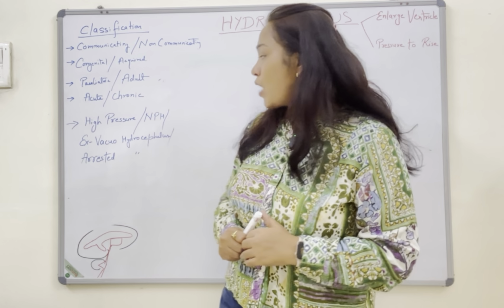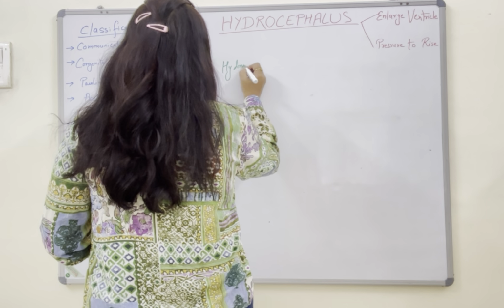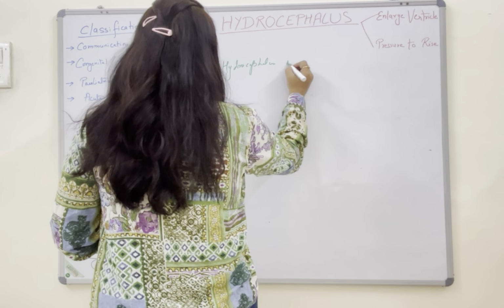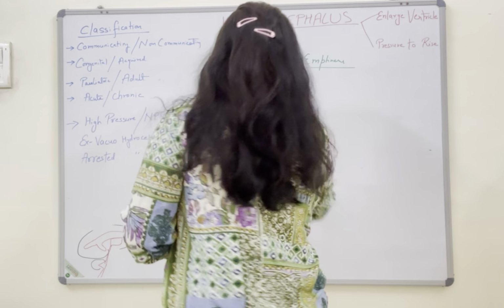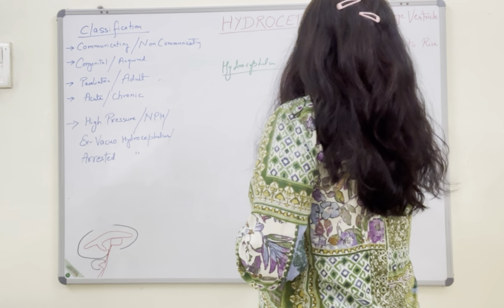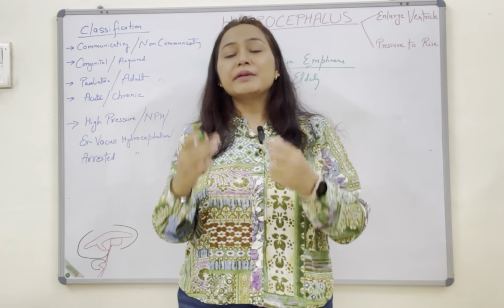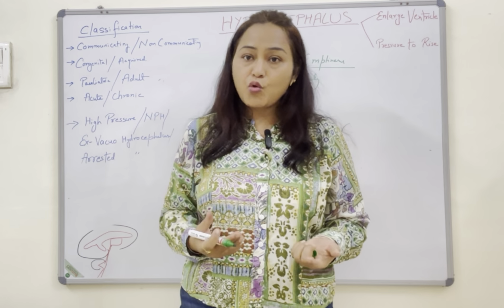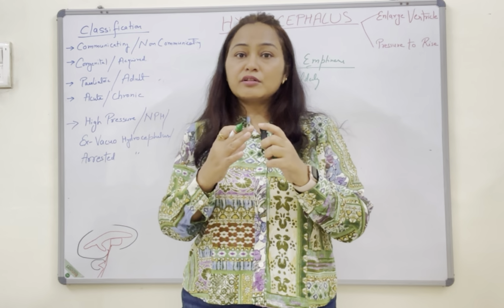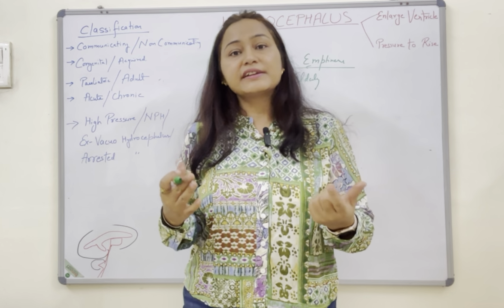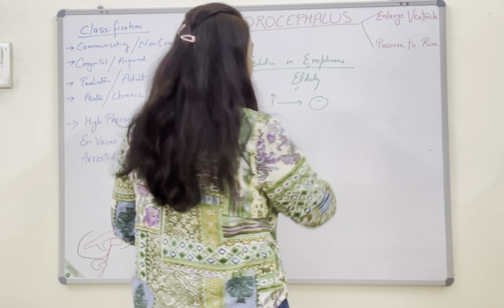Then what is ex-vacuo hydrocephalus? Ex-vacuo hydrocephalus is also called hydrocephalus of emptiness. As the name suggests, emptiness, it is basically seen in the elderly. You can remember it by E, elderly, because in the elderly there is brain shrinking, maybe because of Alzheimer's disease, maybe because of stroke or trauma. The brain shrinks, so there is a pressure on the ventricles and the ventricle pressure is raised. But the ventricle pressure initially rises, and it becomes normal over a period of time.